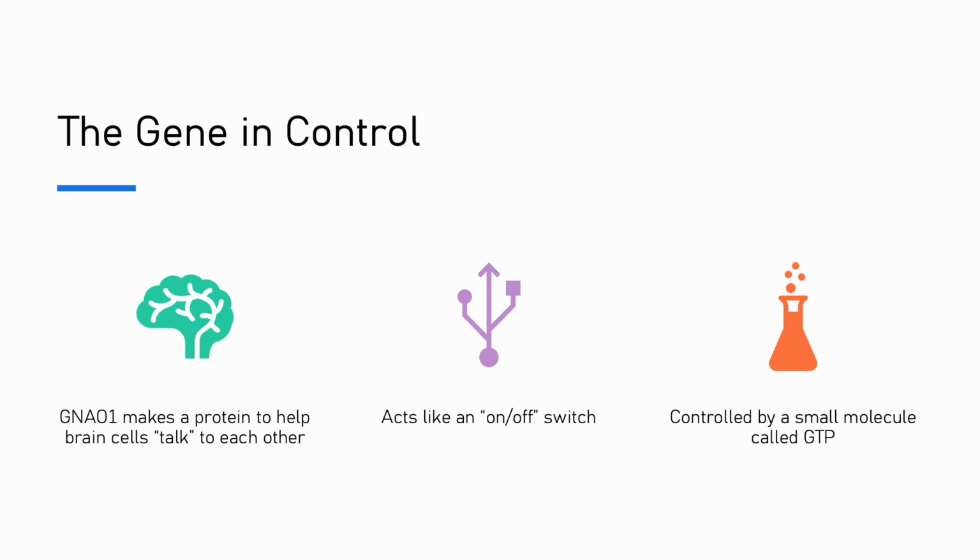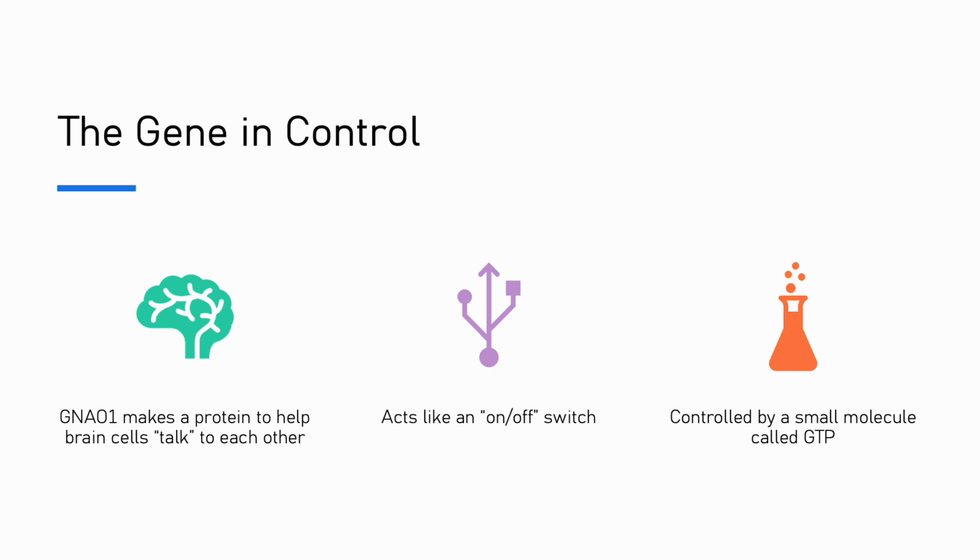To understand what's going wrong, we need to understand how cells communicate. Inside the brain, there are special proteins called G proteins. You can think of them as tiny switches that help cells pass along messages. They're controlled by small molecules called GTP and GDP. They're kind of like keys that turn the switch on or off.